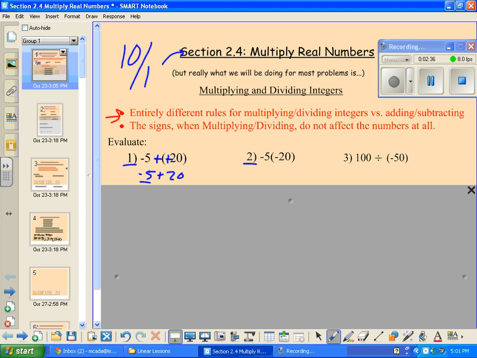owe somebody $5. I have 20 myself. So I could pay off my debt. How much would I have left? I'd have $15 left. So again, that's an adding and subtracting strategy. That's how I do that kind of problem.